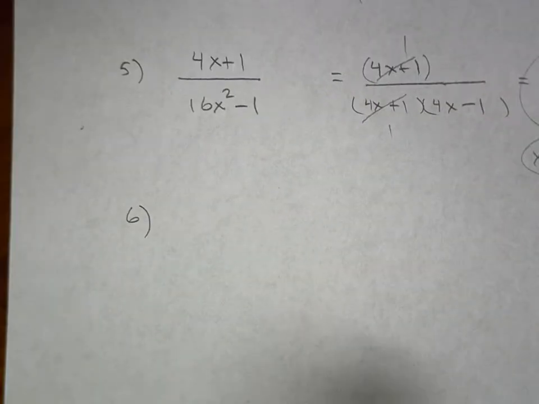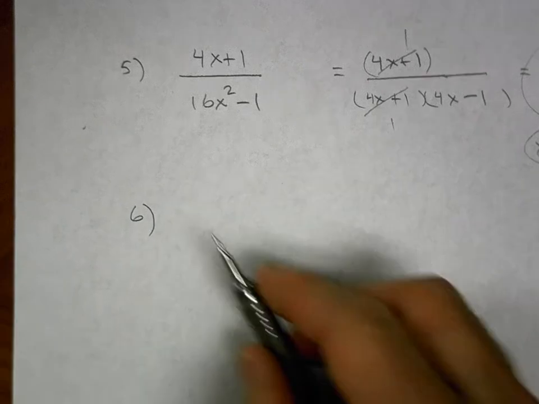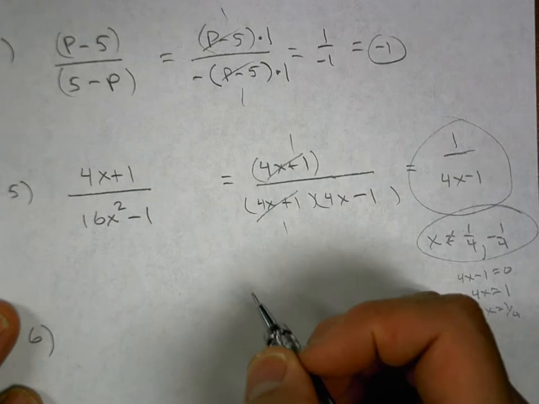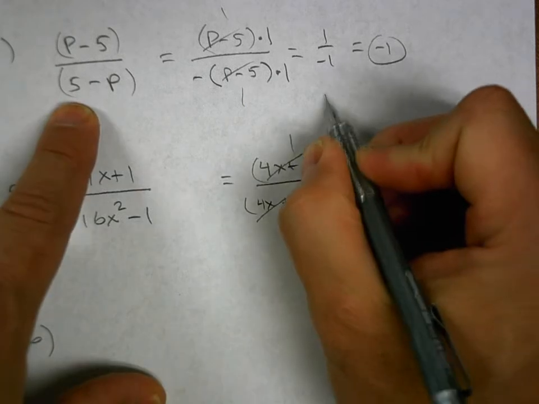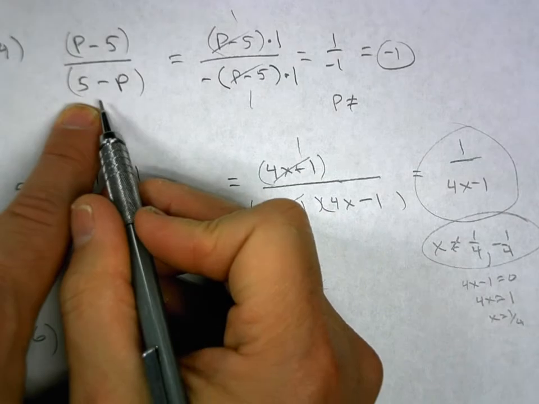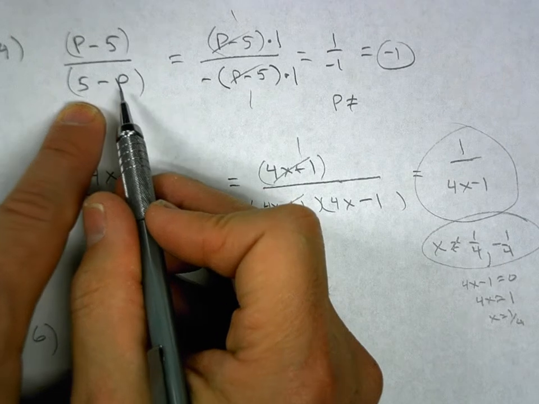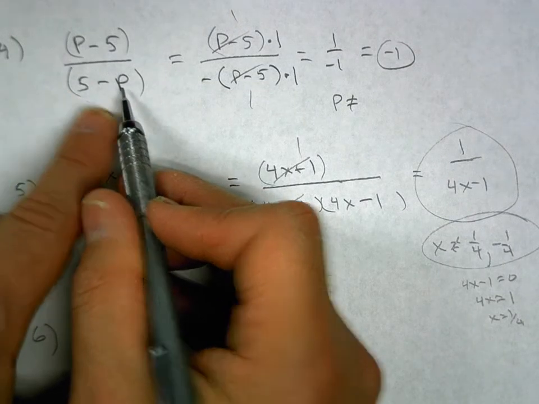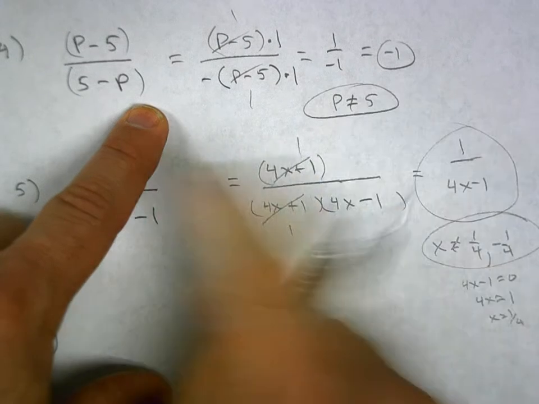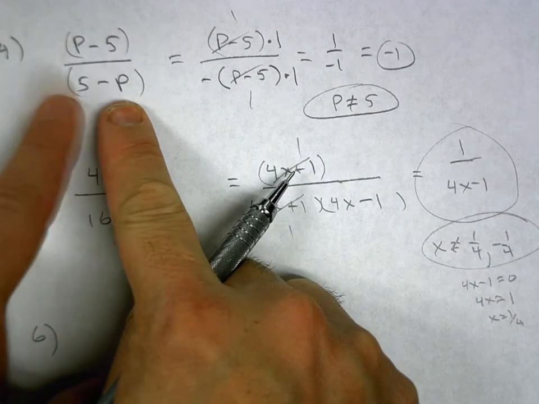Question. On number 4, is there nothing that you could set equal to 0, you mean? Oh yeah, I forgot to do that. P cannot equal, let's look at this. What makes it 0? Positive 5. So P cannot equal 5. Sorry, I forgot to do that. P can't equal 5 because 5 minus 5 is 0.